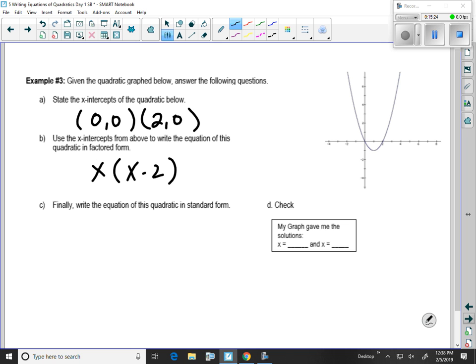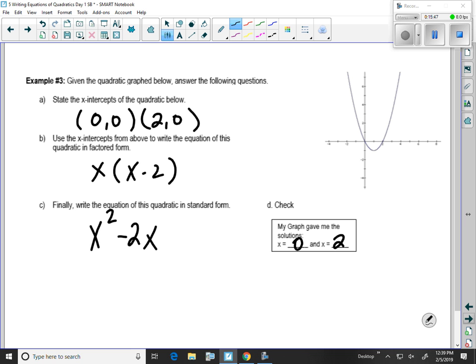Okay. Now to get the standard form, do we FOIL this time? No. Most of the time we'll FOIL, but this time it's distribution. X times x is x squared. X times -2 is -2x. Trust me, we put it in Desmos, it works, and you have 0 and 2 as your x's.